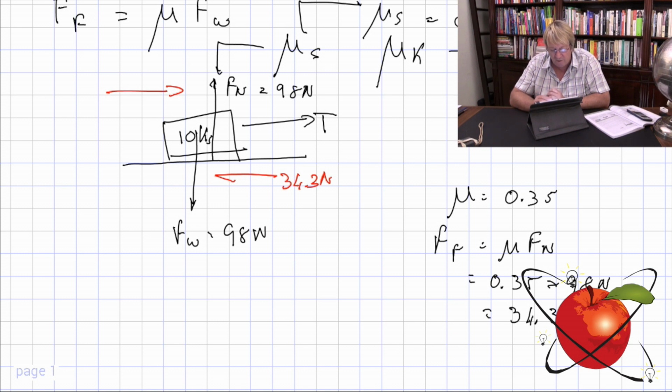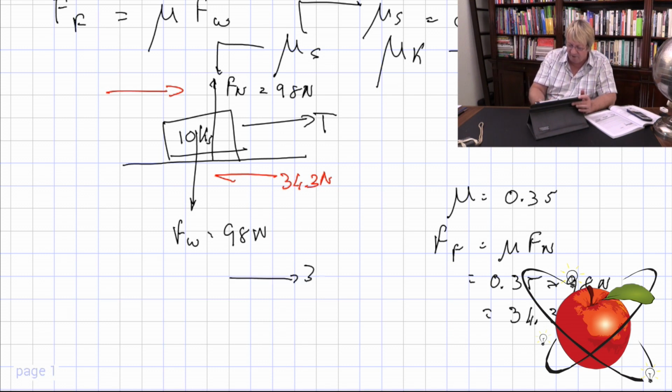So what have we got? The block wants to move that way. Let us say if I pull with 34.3 newtons, the block is not going to move, because I am in equilibrium, aren't I? If I pull this way with 34.3 newtons, and friction is that way with 34.3 newtons, I'm in equilibrium. It's me with my 34.3 and 34.3. I am not moving. I'm in equilibrium.